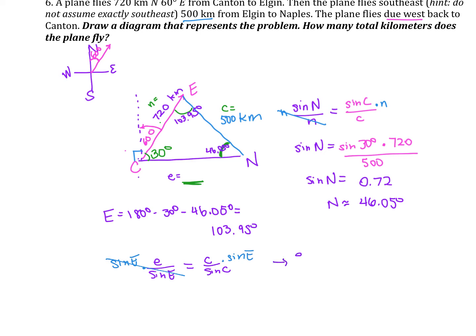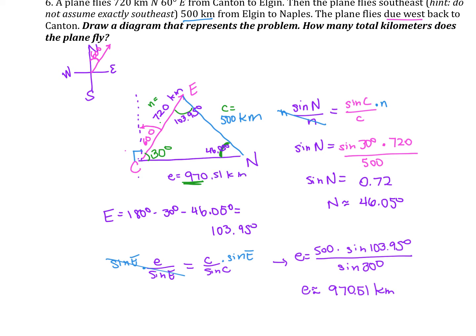So now we have E equals C, which is 500 kilometers, times sine of angle E, which is 103.95 degrees, all over sine of C, which is 30 degrees. So after plugging that in your calculator, you should find that E is approximately 970.51 kilometers. So that gives us this last leg here, 970.51 kilometers.